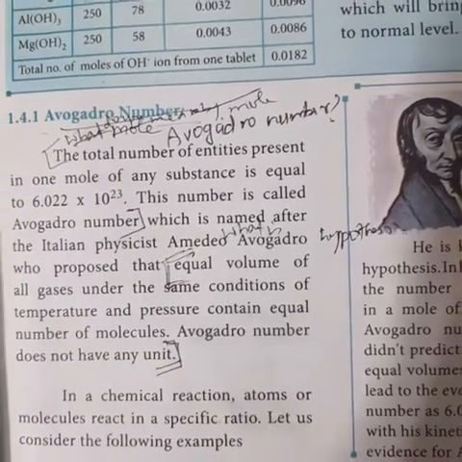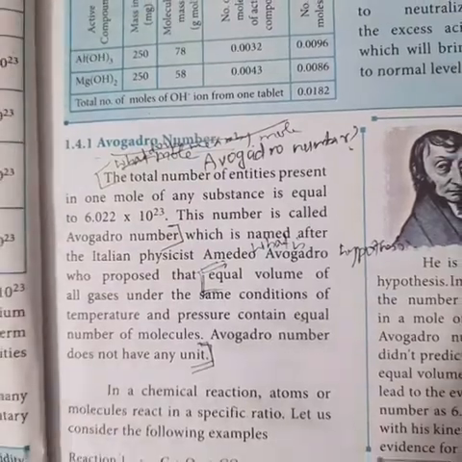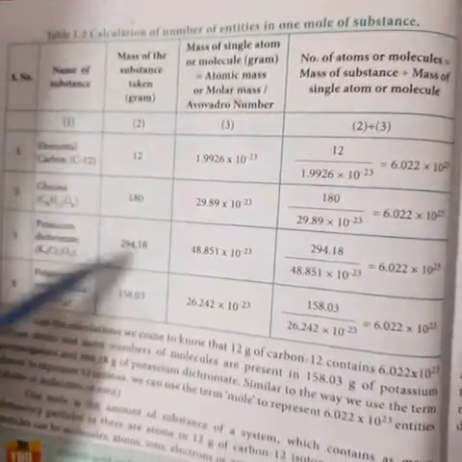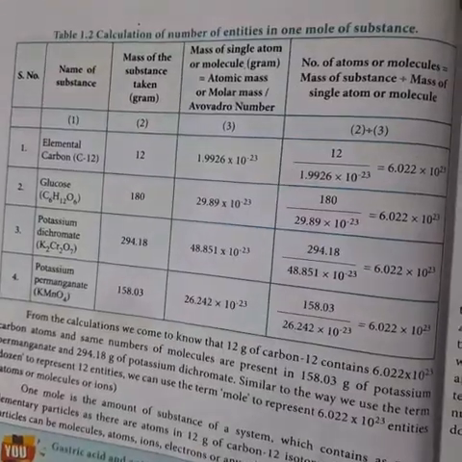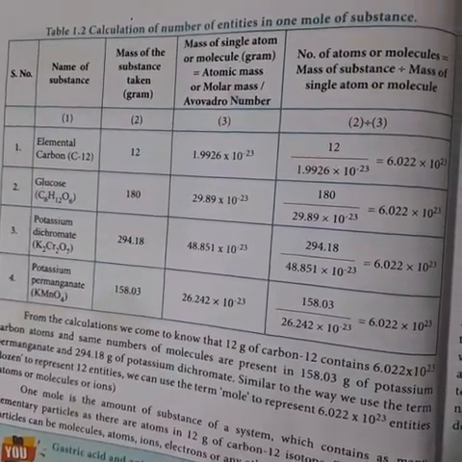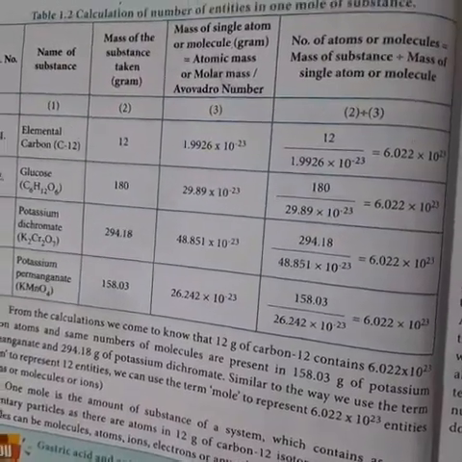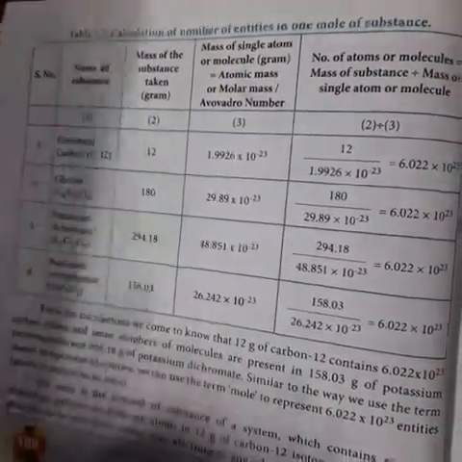And this table on page number 6, Table 1.2, calculation of number of entities of 1 molar substance. Okay, everyone, if you have time, you should do this problem. Do this calculation, then only you can understand this mole concept. Okay, understood?